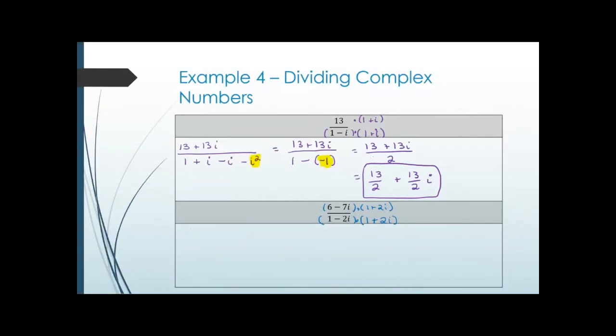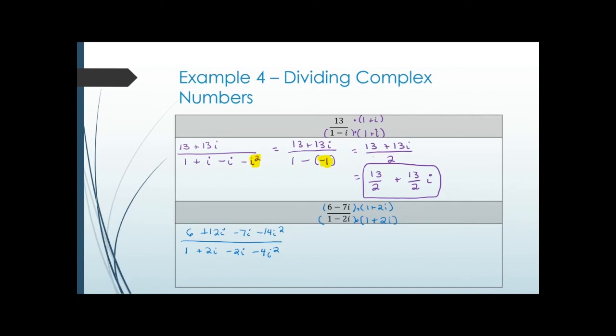So let's see, 6 times 1 is 6. 6 times 2i will give me 12i. Negative 7i times 1 is negative 7i. Negative 7i times 2i is negative 14i squared. In the denominator, 1 times 1 is 1. 1 times 2i is 2i. Negative 2i times 1 is negative 2i. And then negative 2i times 2i is negative 4i squared.